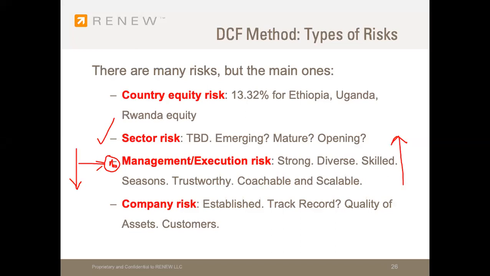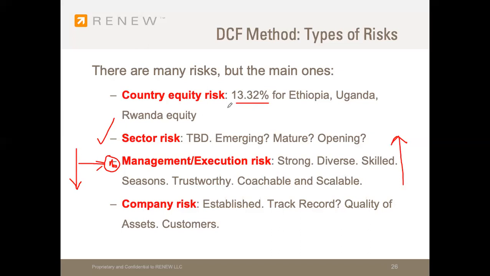At the end of the day, there's a number of things that go into coming up with a discount rate. And that discount rate, you can Google this. NYU does an equity risk premium for East Africa. You can generally just Google equity risk premium and find those numbers online. And NYU, as of July 1st, 2020, had it at 13.32%.